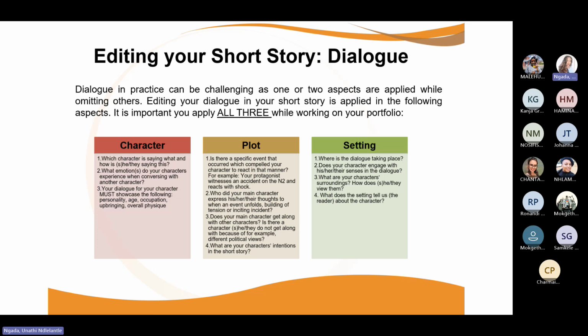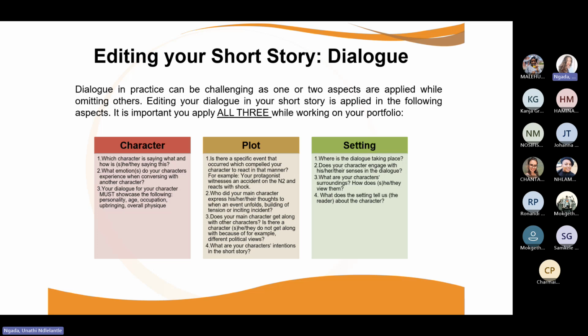Then there's plot. Is there a specific event that occurred in your short story which has compelled the character to react in a certain way? For example, your main character has witnessed the accident on the N2 and has reacted with shock, something that happened last year during the festive season. Who did your main character express his or her thoughts to when there is an event that is unfolding? And does your character get along with other characters in the short story? And then lastly, what are your characters in the short story?